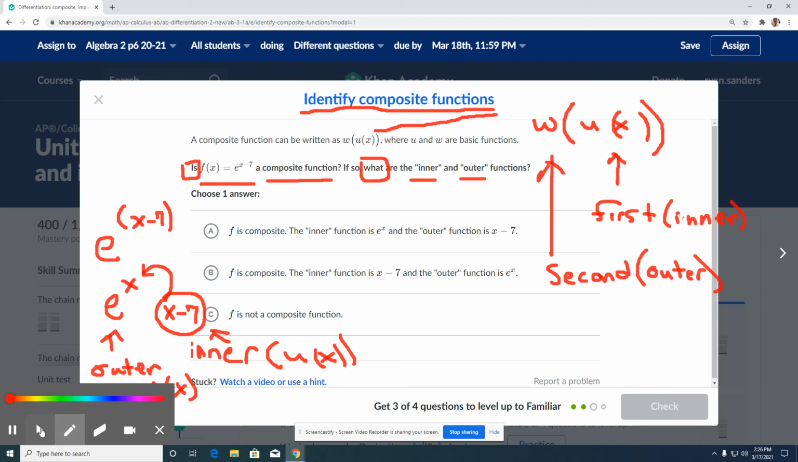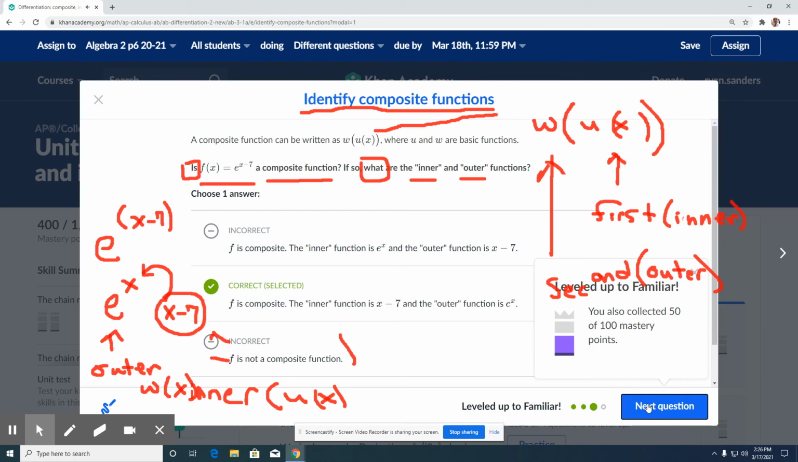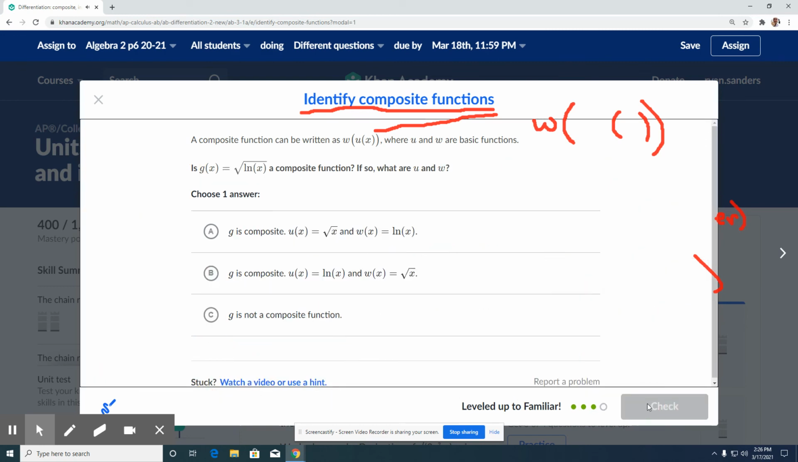Let's see what their options are. The inner function is x minus 7, the outer function is e to the x. So it looks like that one. If it follows through with logic, yes. All right, next question, and you would do this the same way.